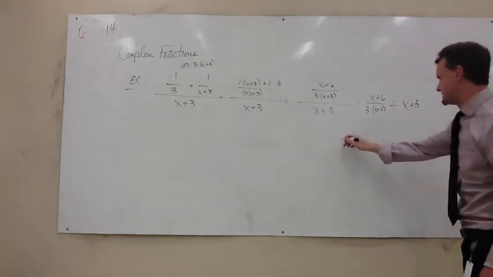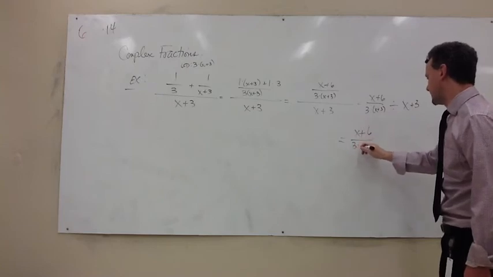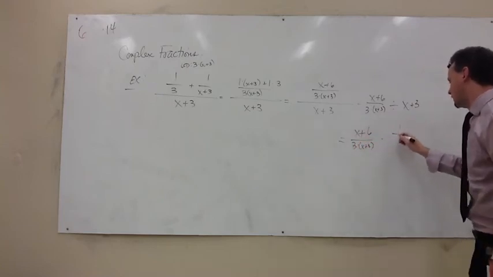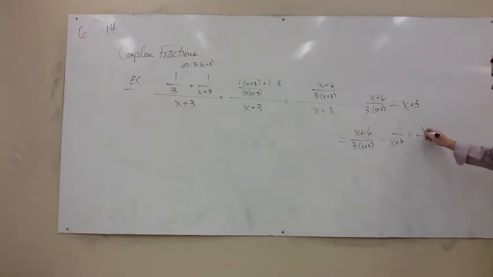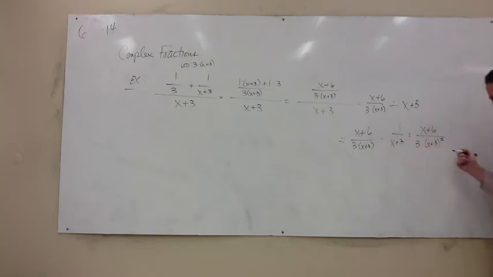So that means this, x plus 6 over 3 times x plus 3, times 1 over x plus 3, the reciprocal. And that'll give me x plus 6 over 3 times x plus 3 squared. Do we agree? The bases are the same, so you add their exponents. This has a 1 on top, this has a 1 on top. Add them together, you get 2.